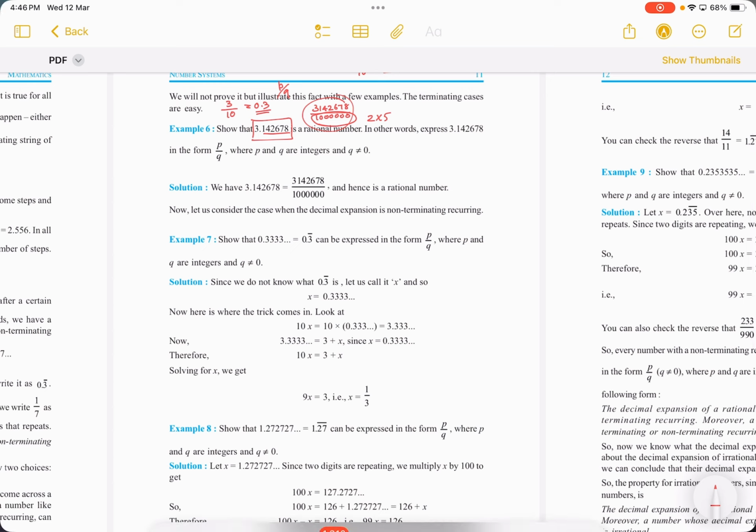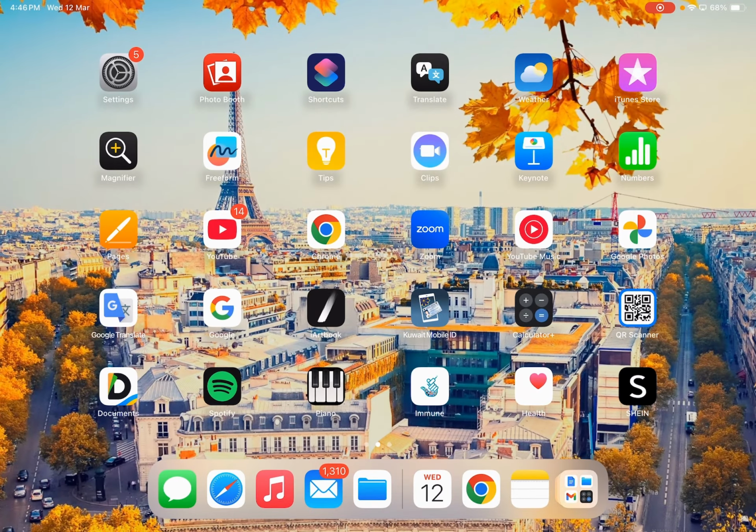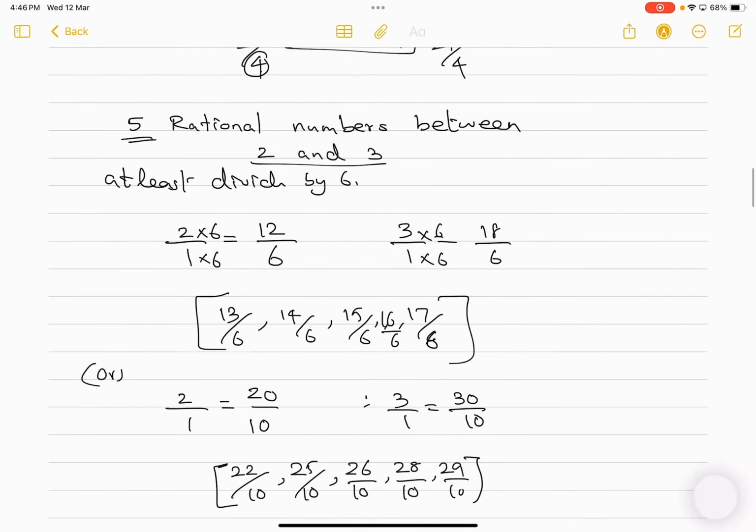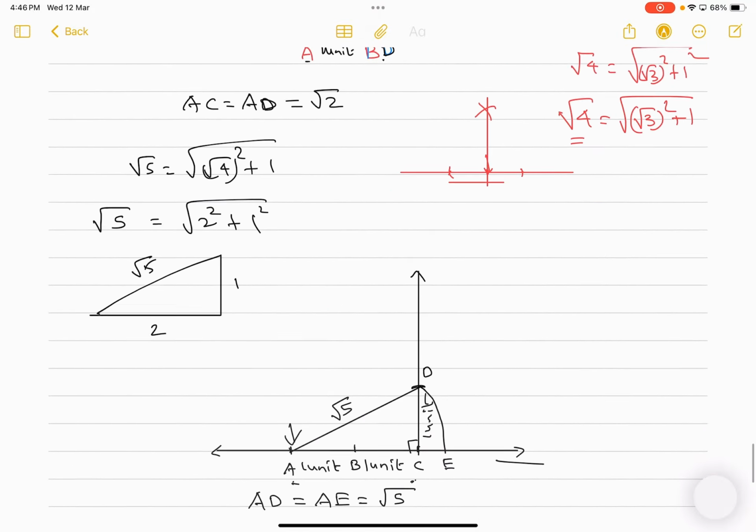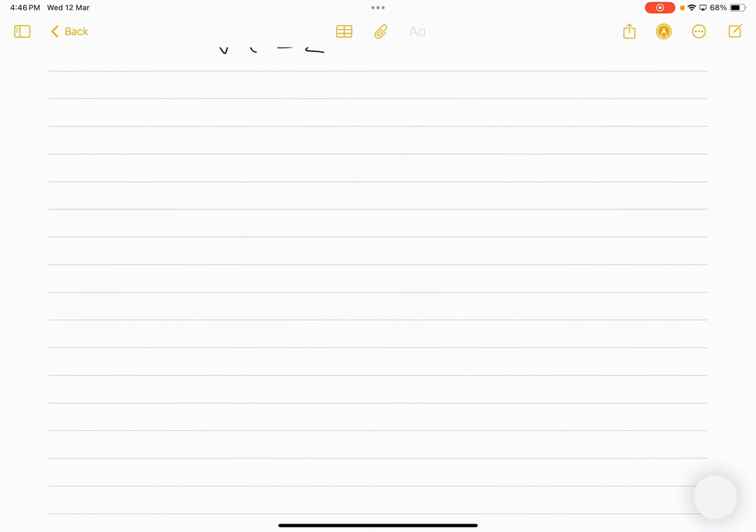Now, how to represent any non-terminating number in the P by Q form. For example, this is an important question that I am going to teach you now. Very important.